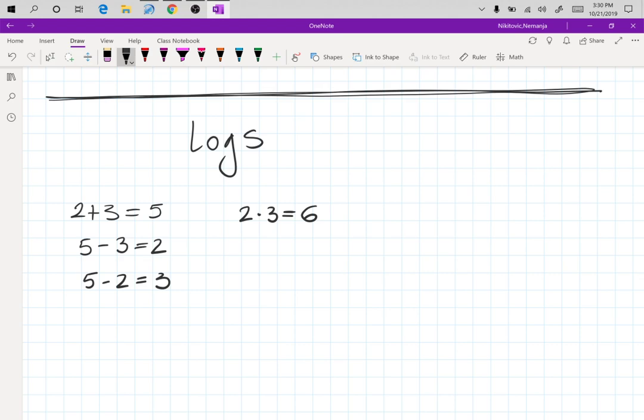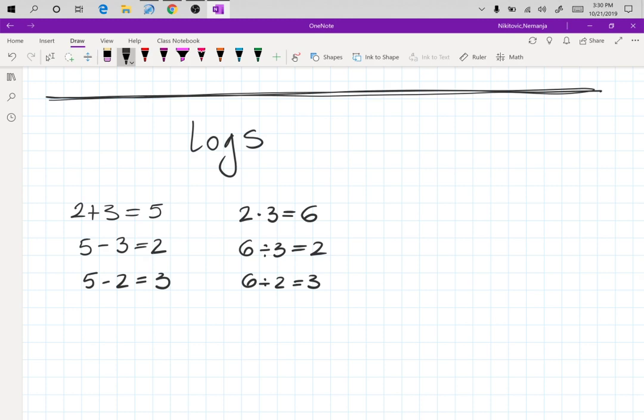Multiplication is repeated addition, which is where you made the trade-off to memorize multiplication tables, so you don't have to keep adding. 2 plus 2 is 4, plus 2 is 6. You can just memorize 2 times 3 is 6 and be done. Now we can retrieve back 2 and 3 by dividing 6 by 3 to get 2, and dividing 6 by 2 to get 3.